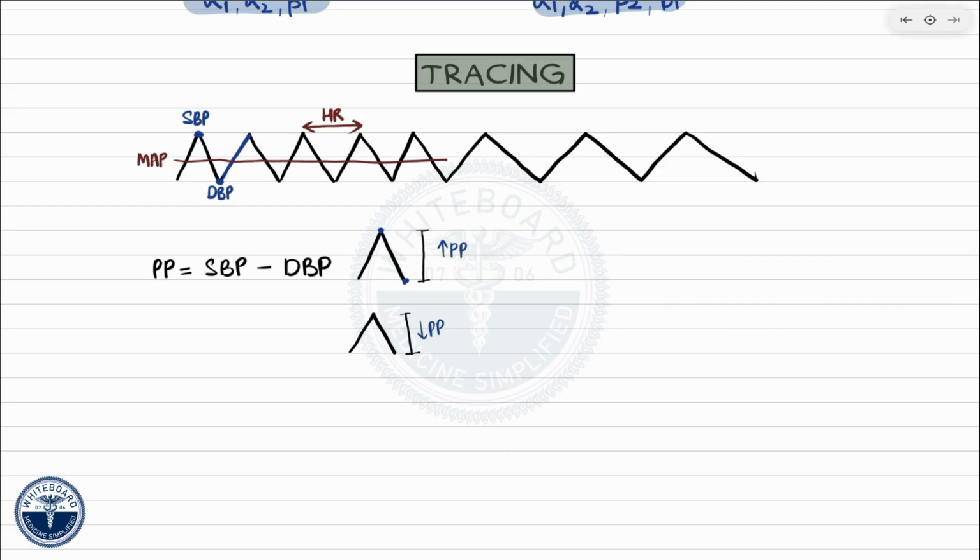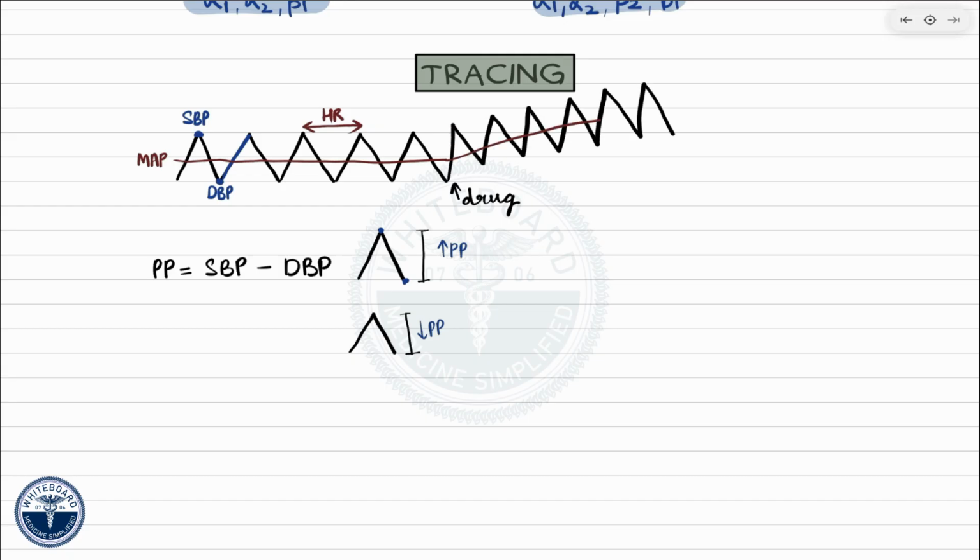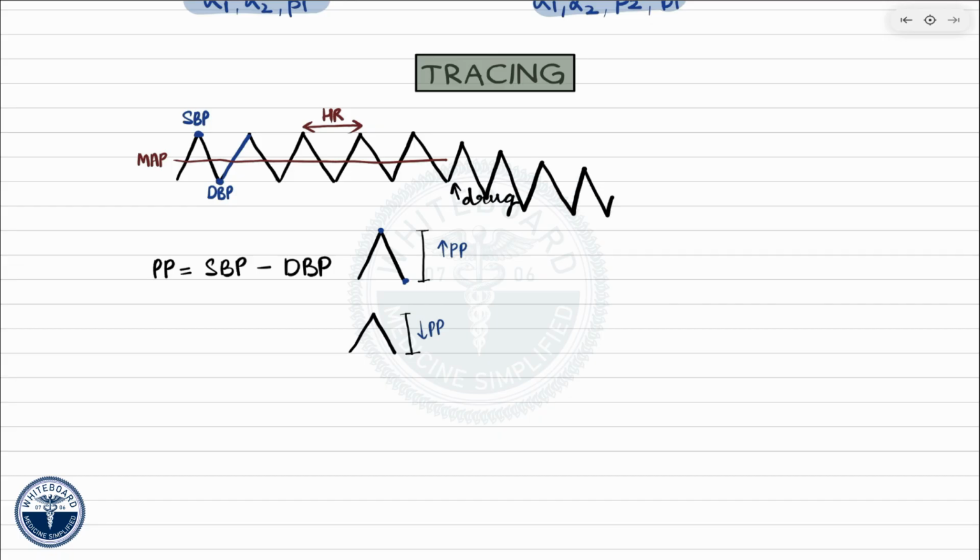Finally, let's talk about how to recognize a change in blood pressure on a tracing after a drug is administered. Imagine that before giving the drug, the tracing is oscillating around a certain baseline level. Now suppose we administer a drug and both the systolic peaks and diastolic troughs begin to move upward. In that case, the entire tracing shifts upward, telling us that blood pressure has increased. Conversely, if both the peaks and troughs move downward, the entire tracing shifts downward, indicating that blood pressure has decreased.